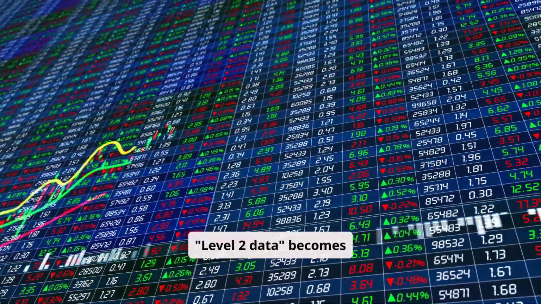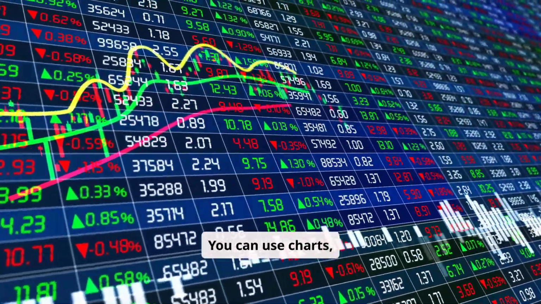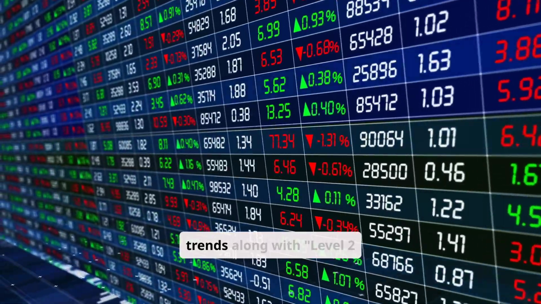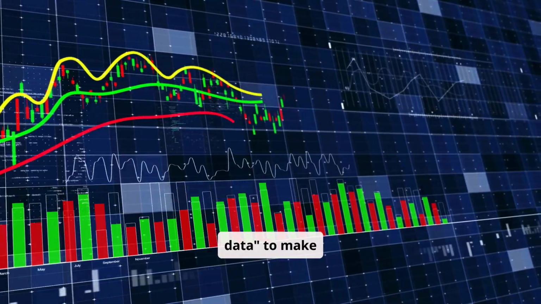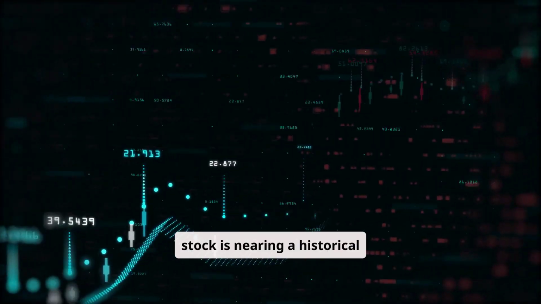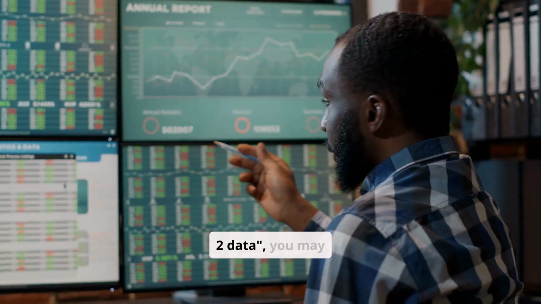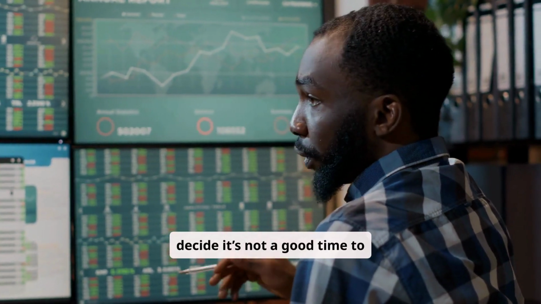Level 2 data becomes even more powerful when combined with technical analysis. You can use charts, indicators, and historical trends, along with level 2 data, to make well-rounded decisions. For instance, if a stock is nearing a historical resistance level on a chart and there's strong sell pressure in the level 2 data, you may decide it's not a good time to buy.